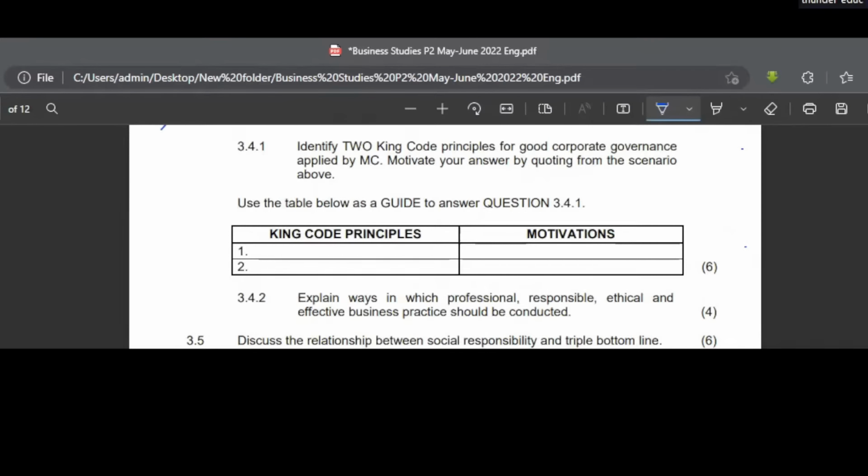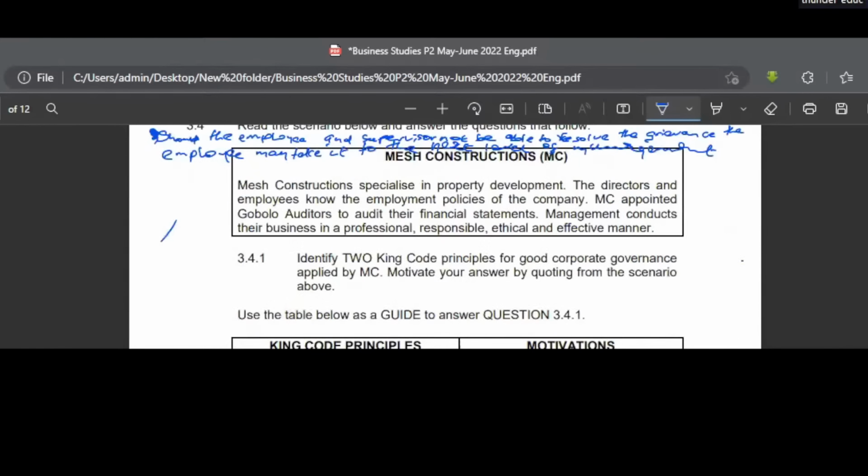Okay, right. Grade 12s, if we read the scenario, the principles that we have here, we have transparency as well as accountability. Where do we see the transparency? We see the transparency when it says that the directors and employees know the employment policy of the company. That is the transparency. The moment each and every person who is working for that particular company, be it a cleaner, be it a security, knows the policies that are taking place in that particular business, you know that that business is very transparent in terms of their dealings.